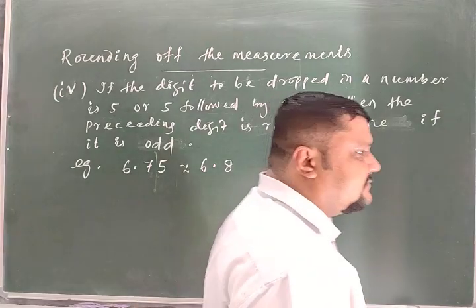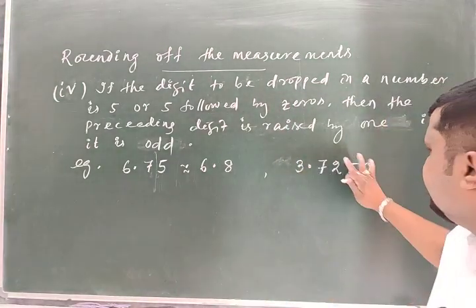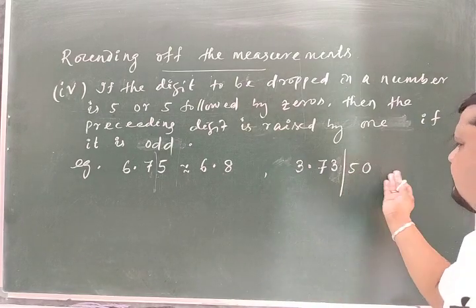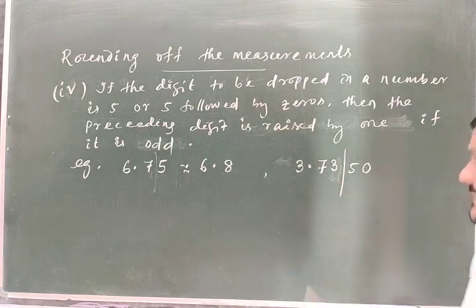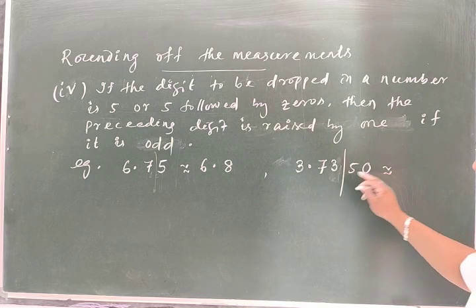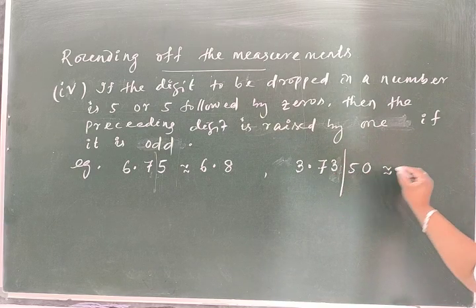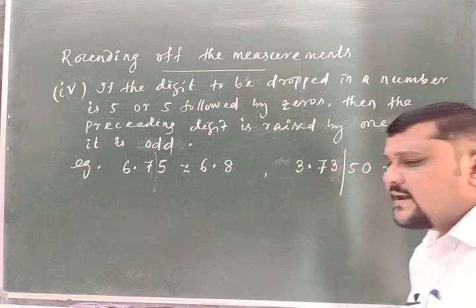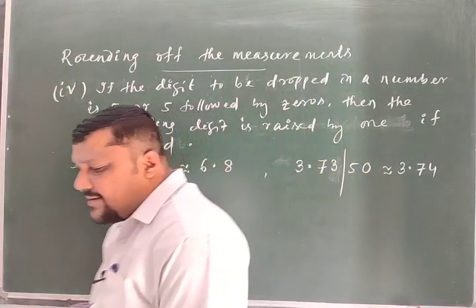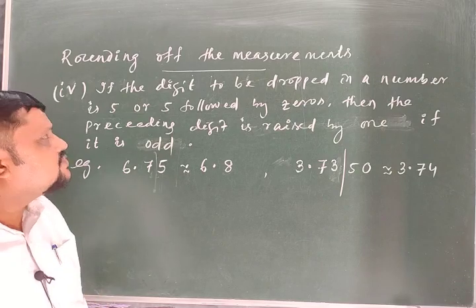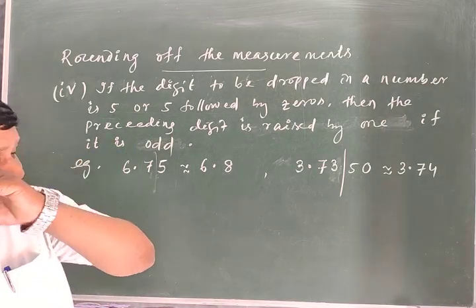Let the number be 3.7350. Now I drop this 5 followed by 0. According to the rule for 5 followed by zeros, see the preceding digit, which is odd. So I write 3.74, making it even. Odd means if you add 1, then it becomes even. Clear? So these are the rules for rounding off measurements.